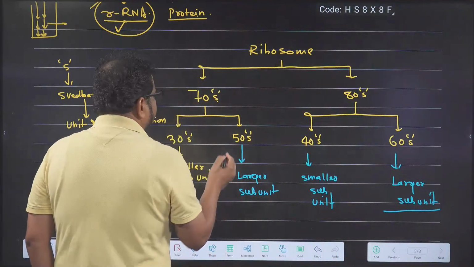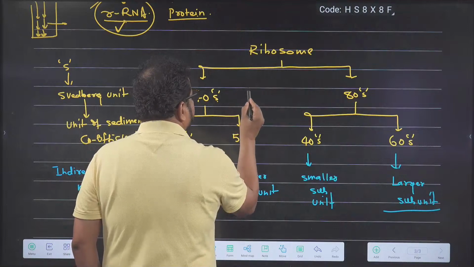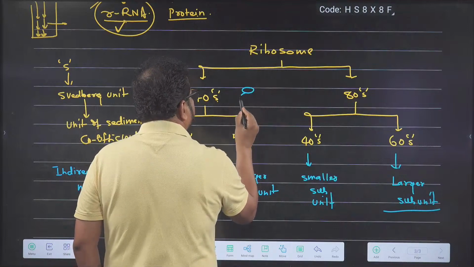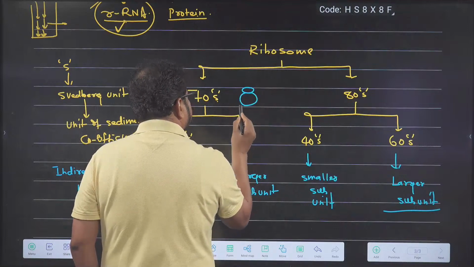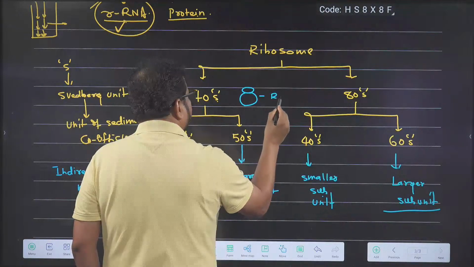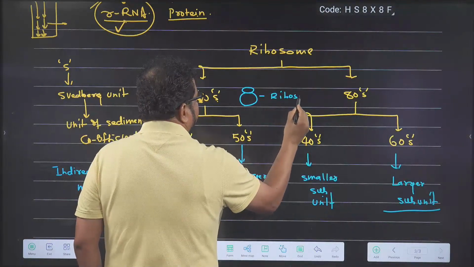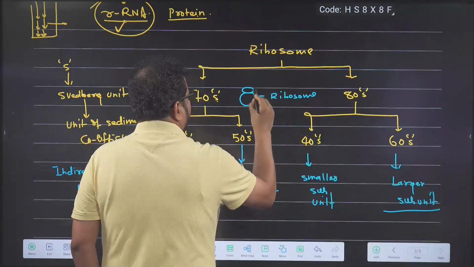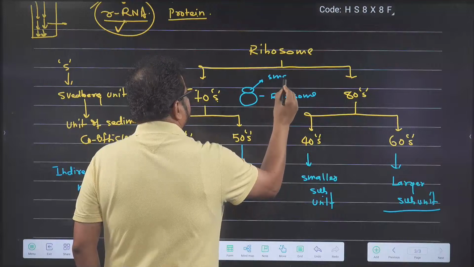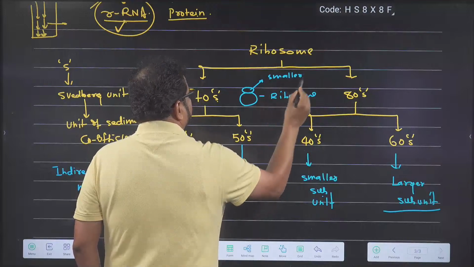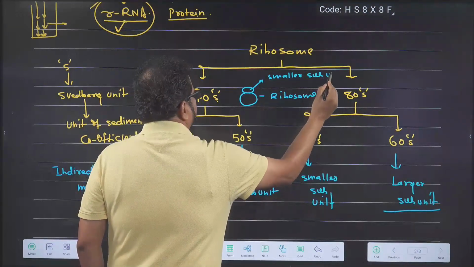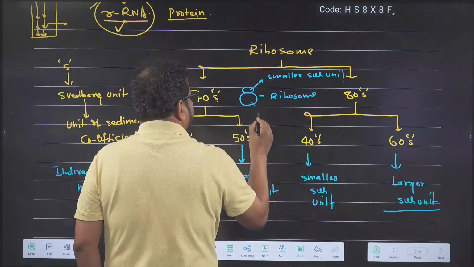Did you get it? If I draw a 70S structure, I make a smaller subunit like this and a larger subunit like this. So it is a ribosome. This is the smaller subunit, and this is the larger subunit.